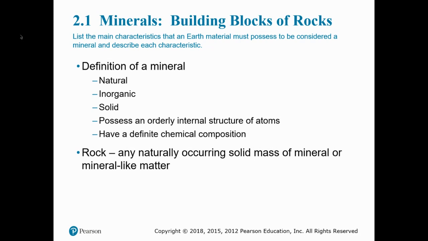In Chapter 3, we'll talk about rocks. Rocks are naturally occurring and they are solid masses of mineral or mineral-like matter. They are aggregates, meaning that there can be several different types of minerals that are not in a definite composition.